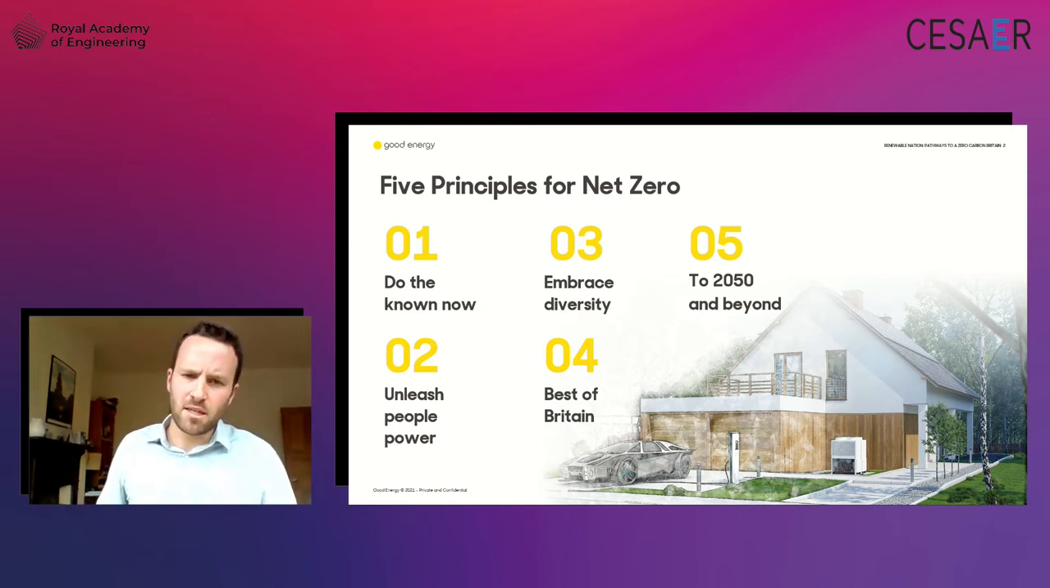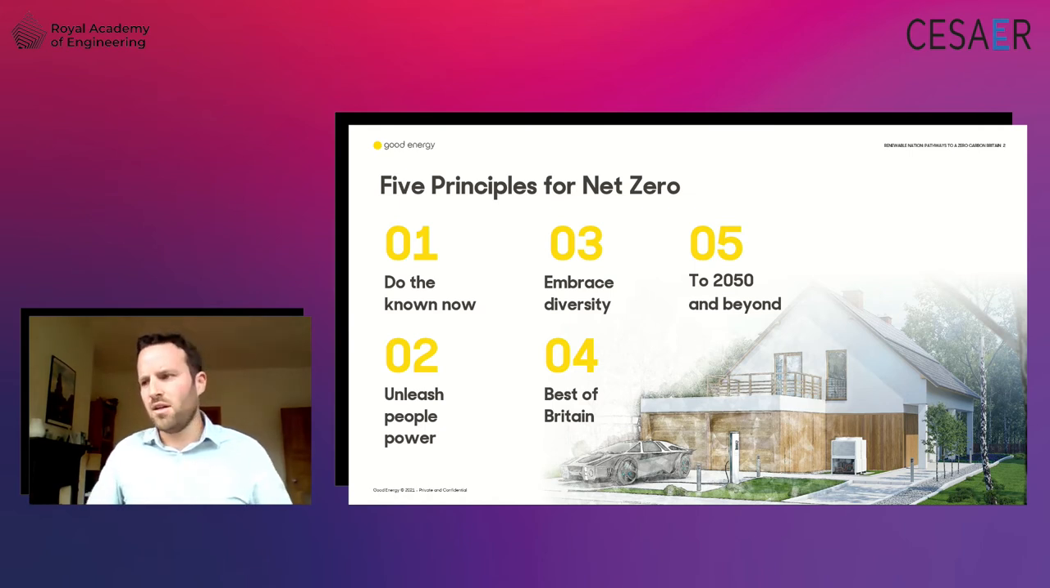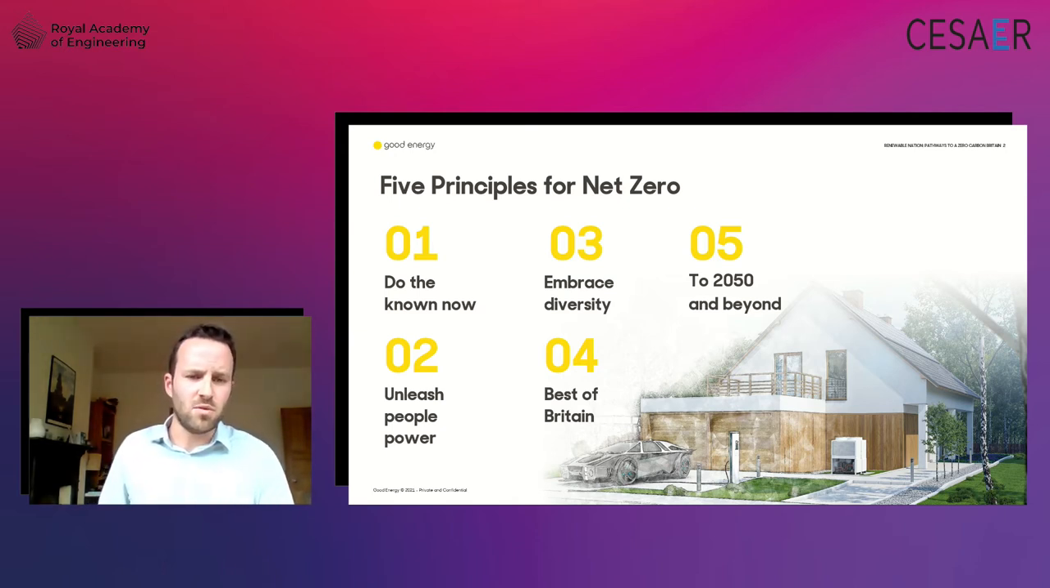Most appropriately, making the best of Britain. We've got great renewable sources in Britain. We've got great natural resources. We should be using all of them, and we should be using all of our strong academic and research capabilities for net zero. These are all things that we do well. We should be doing more of them.